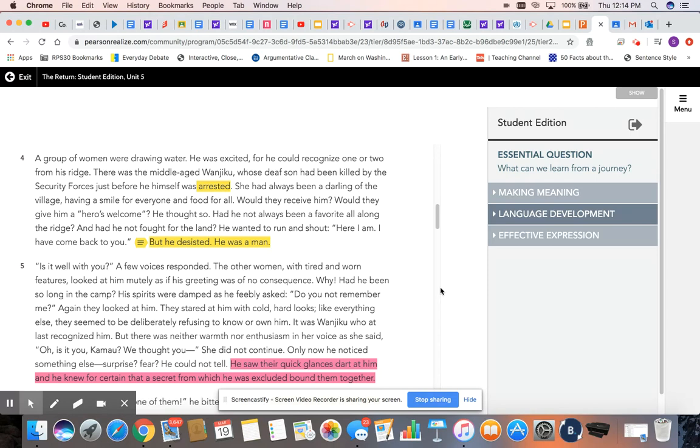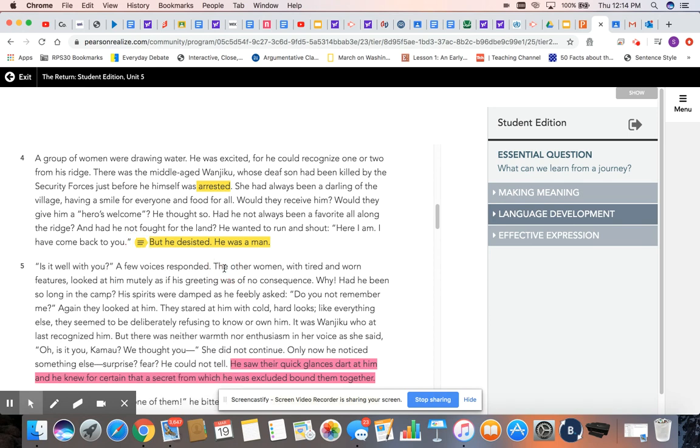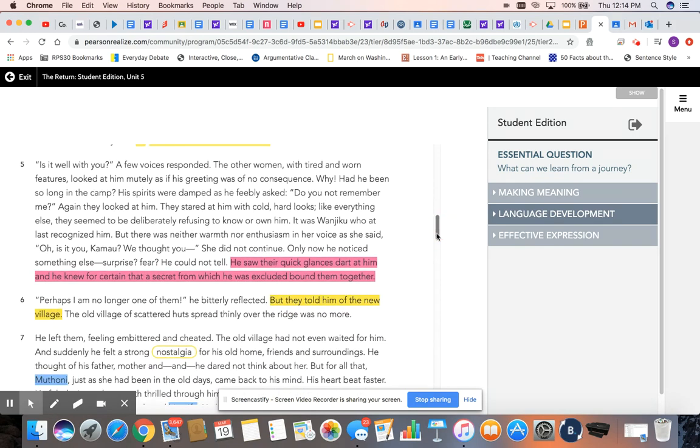And had he not fought for the land? He wanted to run and shout, "Here I am, I have come back to you." But he desisted. He was a man. "Is it well with you?" a few voices responded. The other women, with tired and worn features, looked at him mutely, as if his greeting was of no consequence. Why, had he been so long in the camp? His spirits were damped as he feebly asked, "Do you not remember me?"